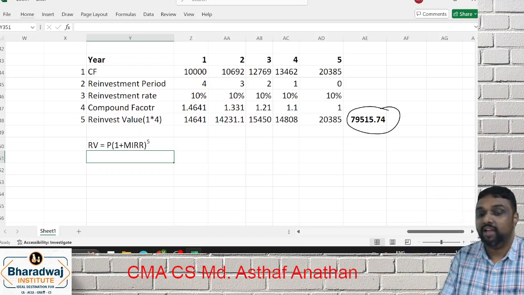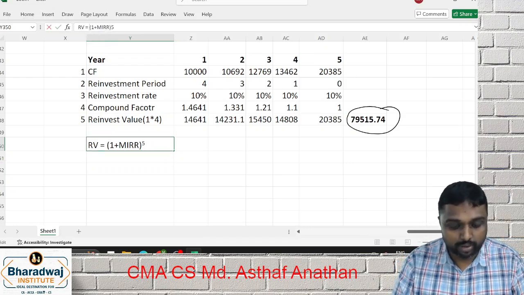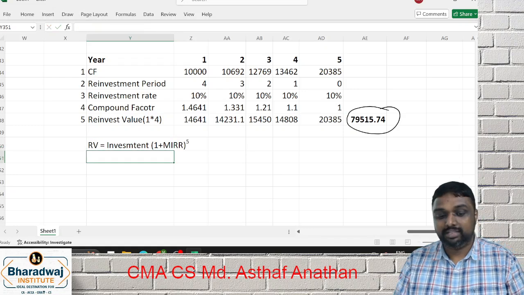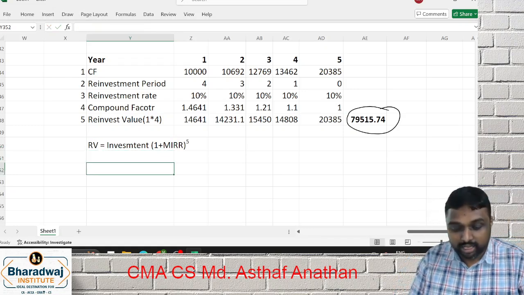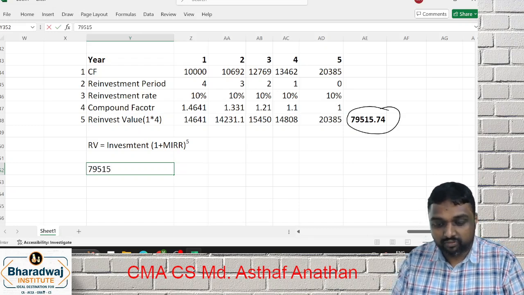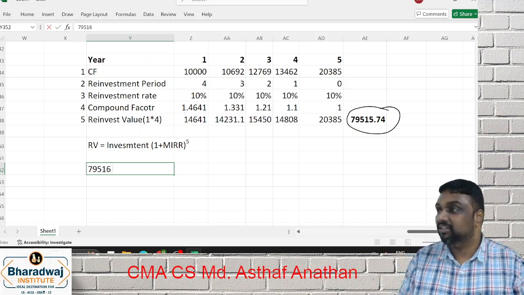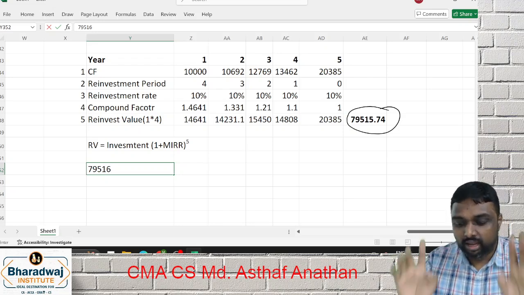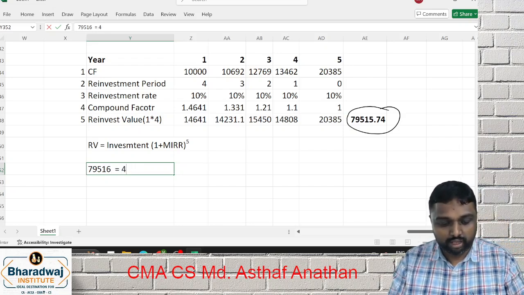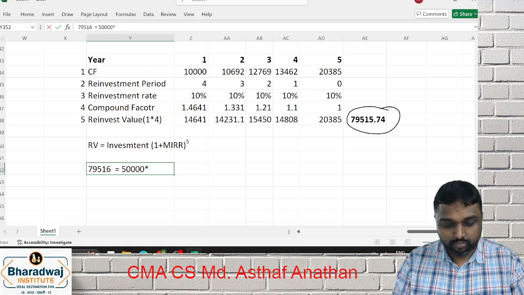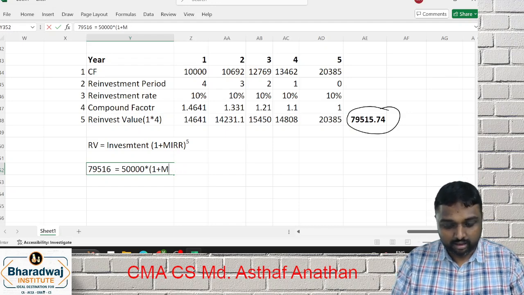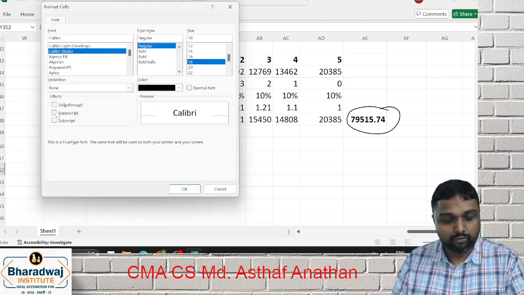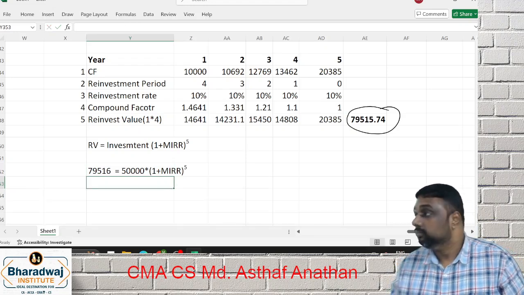This compound value, otherwise we call reinvestment value. That is, your reinvestment value is nothing but your investment present value compounded. I have given the format just to recall your compounding formula. So here, what is your reinvestment value? 79,516, shall we make it? Are you okay? It is equal to the investment 50,000 into 1 plus MIRR, we don't know the rate, 1 plus MIRR power of 5.